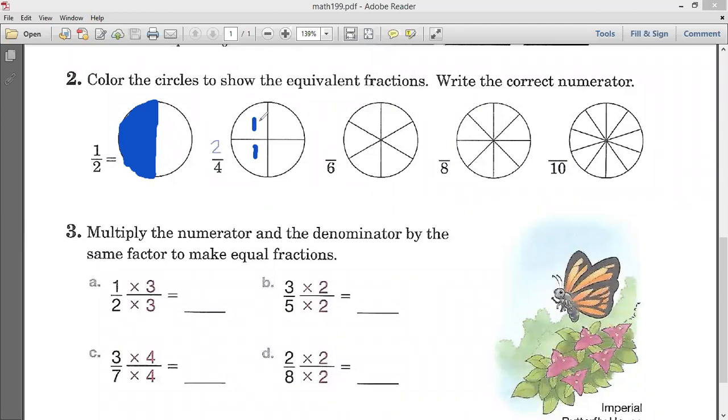Okay, so that means I have to eat 2 slices to end up eating the same amount as the first pizza. So let me just finish coloring that. Tanan, I finish it. So you have to do the same thing for the next one.